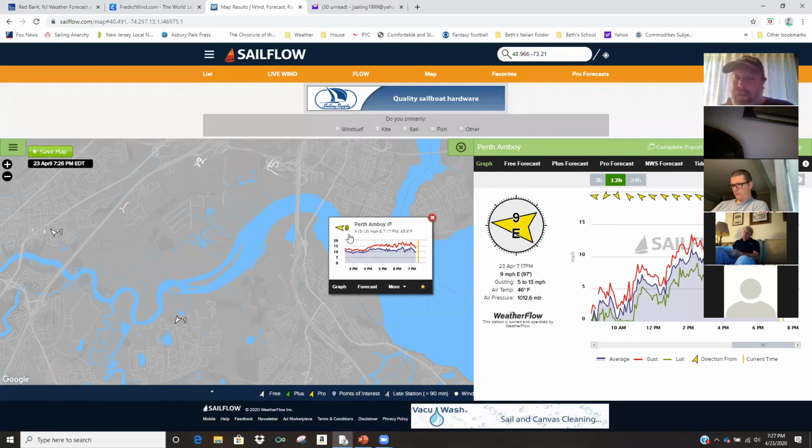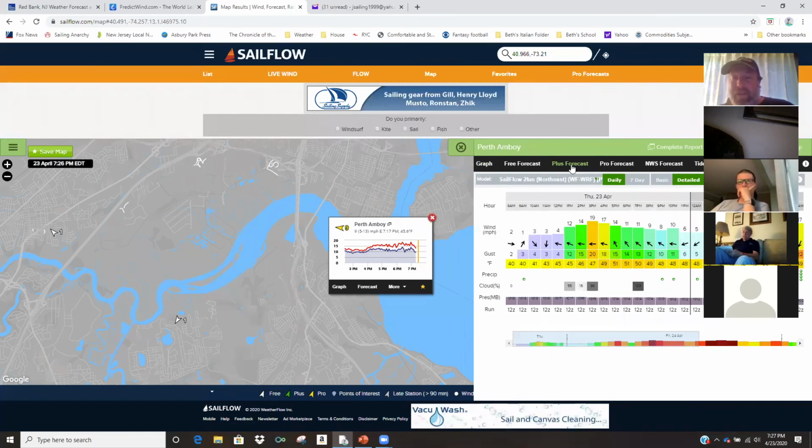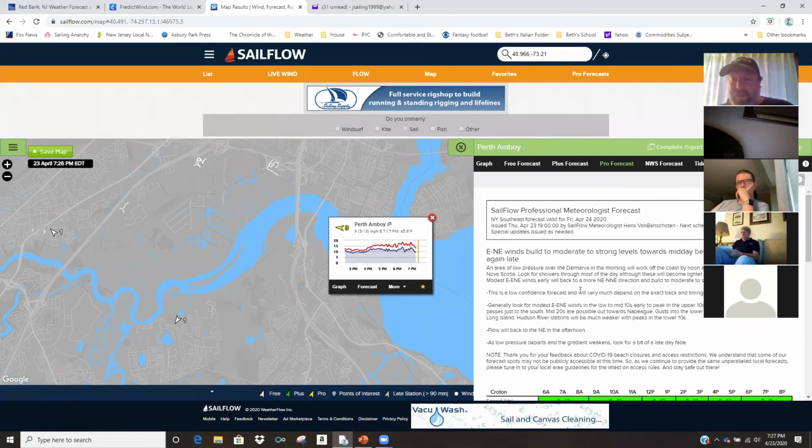It's great to know before you go, if you're going down to the club, even just to go for a sail. You want to know what's blowing in Perth Amboy. Kind of to Gary's comment, the other forecast is for a wider area. Here you're getting Perth Amboy. And because I am a paid member, I can get into Plus or Pro forecasts, which give me a lot more detailed information about what is going to happen where we're sailing than a broader approach.